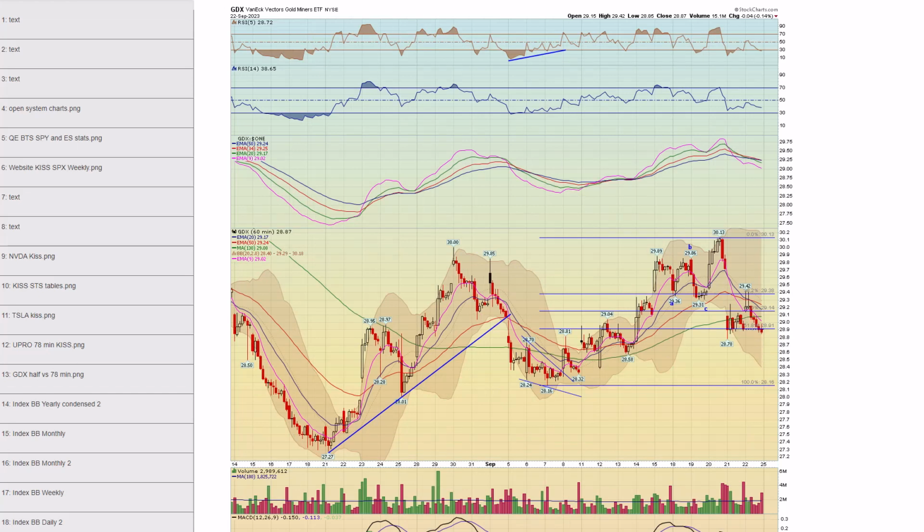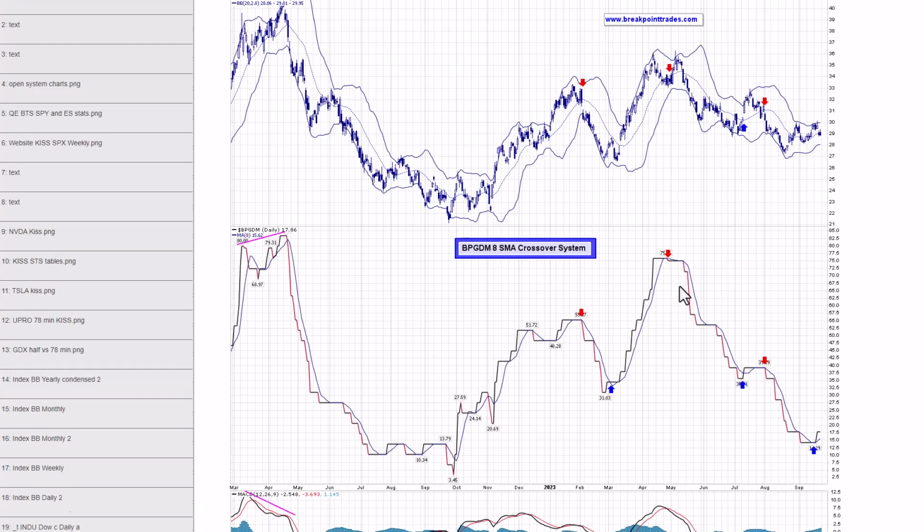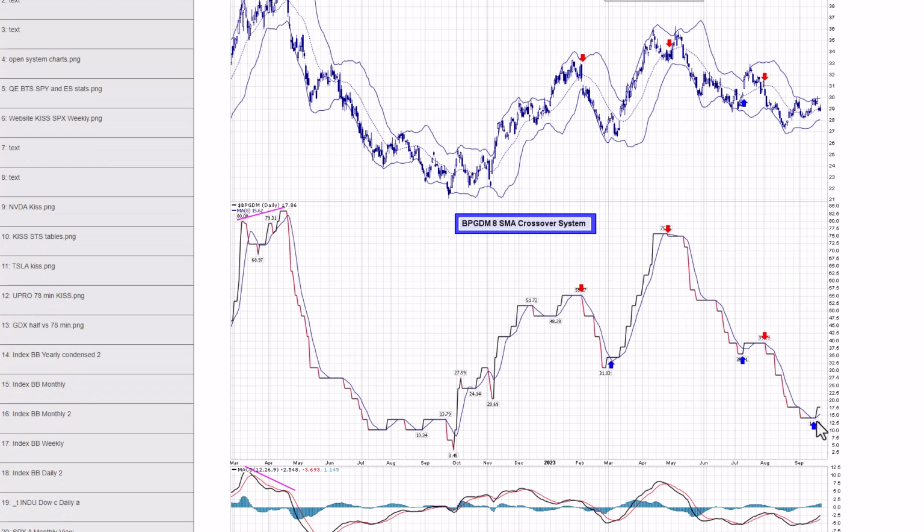Chart 103, here's BPGDM. Now this did give a buy signal last week. Remember, BPGDM, just like the BPNYA, is normalized from 0 to 100%. So when it's up in these levels, you're overbought. That was a good exit sell signal in April. So this isn't a horrible buy signal down here, but it remains to be seen if we make another low or not. But this did come down below 15%.